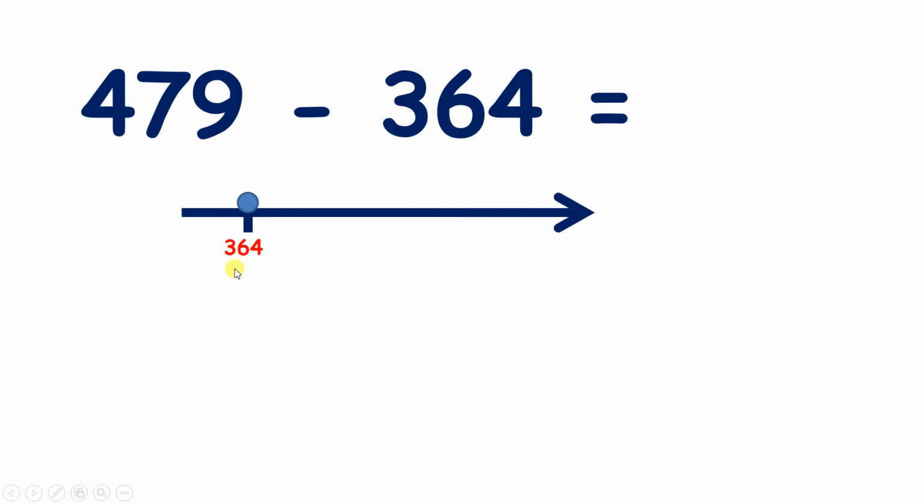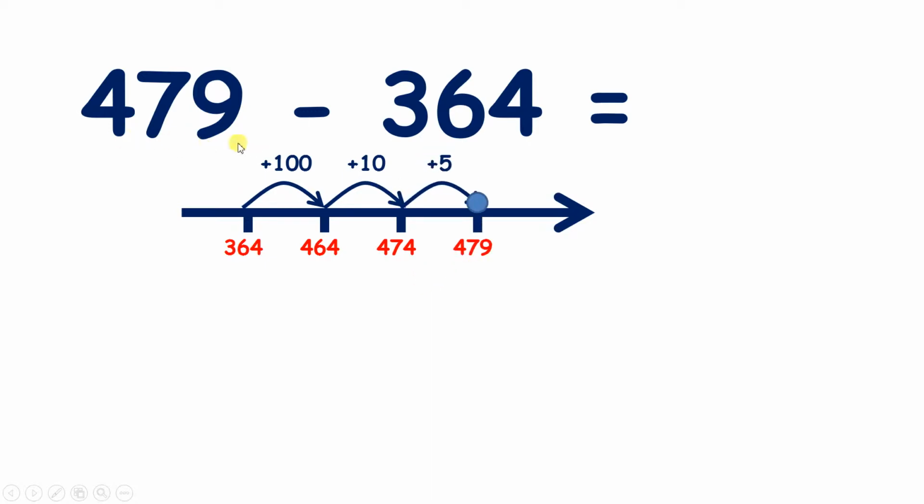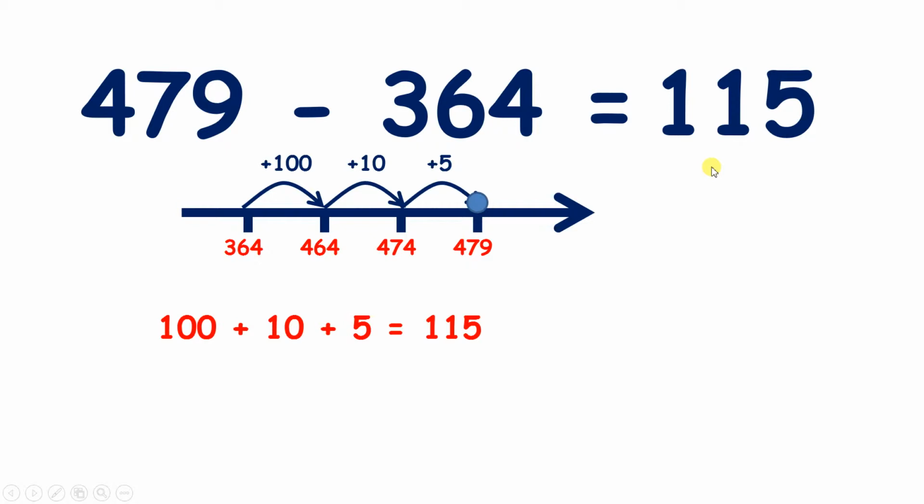So if we add 100, that takes us to 464. Now adding 10 takes us to 474, and another 5 takes us to 479. So we added 100, then 10, then 5, so altogether we added 115. So 479 minus 364 equals 115.